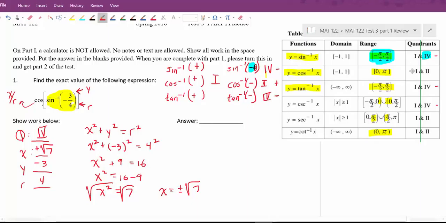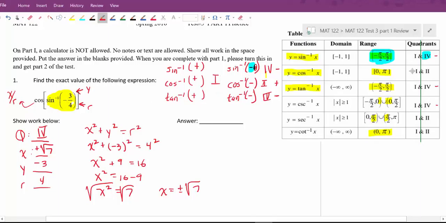And you're always going to know what quadrant you're in based on this information. So again, if you were given an inverse trig function, if that's positive, and regardless of what the trig function is, you're in quadrant 1. Okay? If this is negative, it depends.